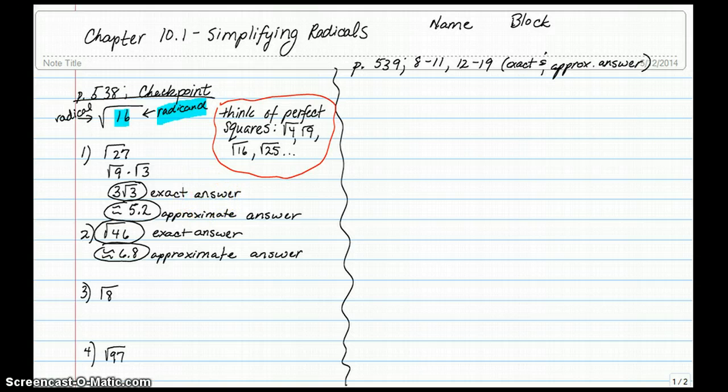Now, on number 2, the square root of 46, you don't always have a number that can be simplified. None of the perfect squares, 4, 9, 16, 25, will go into 46. So square root of 46 is the simplest form. That's our exact answer. We put it into the calculator and get, rounded to the tenth, 6.8. That's our approximate answer. We know that the square root of 36 is 6, and the square root of 49 is 7. Square root of 46 is much closer to the square root of 49, so 6.8 makes sense because it's very close to 7.